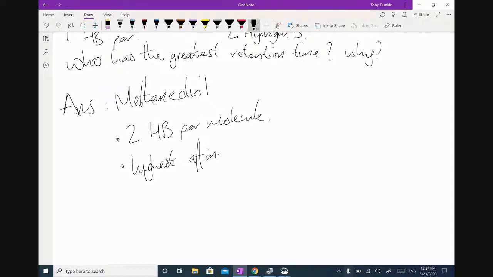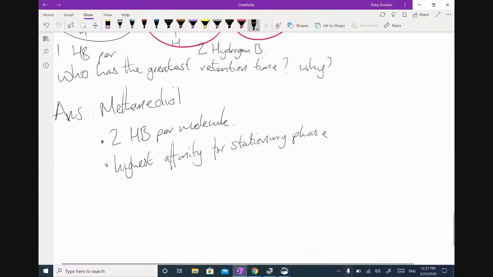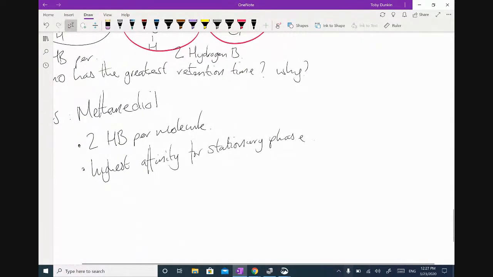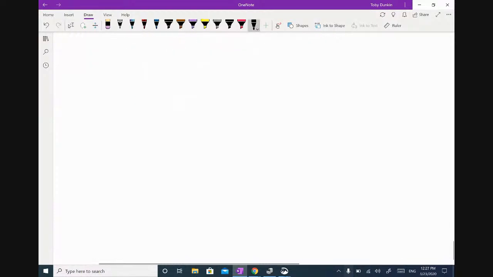Highest affinity for stationary phase. That's just a general rule. We tend to focus on the stationary phase, the column, rather than the solvent. Okay, the next exam question is a bit harder.